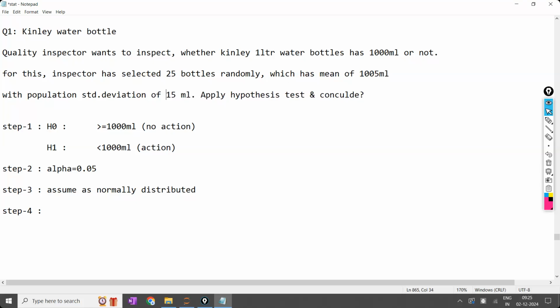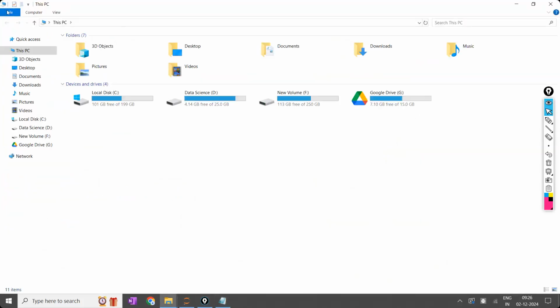Here, in step one, we took the null hypothesis mu greater than or equal to 1000 ml, and the alternate mu less than 1000 ml, where we have to take action. Step two is alpha equal to 0.05. Step three is assuming the data is normally distributed. What is step four? We apply the statistical test, and after applying it we get the p-value. Based on the p-value, we accept or reject the null hypothesis. Now, this question is completed, and let us see case study number 2.